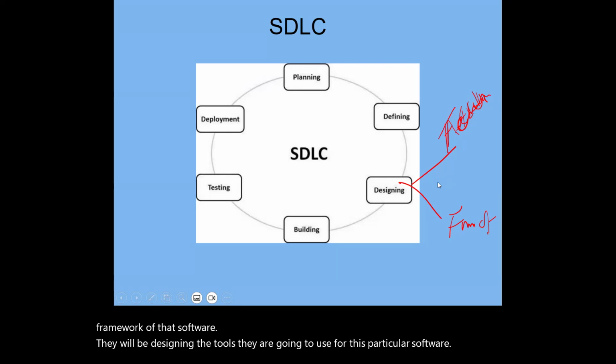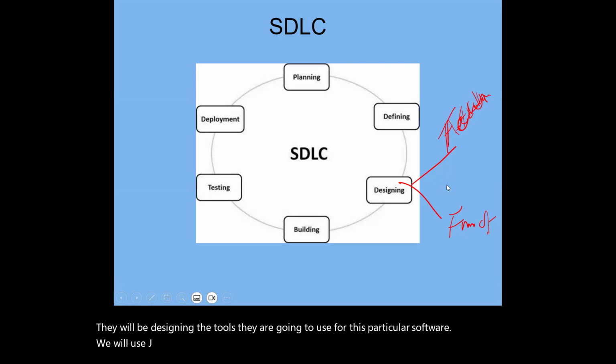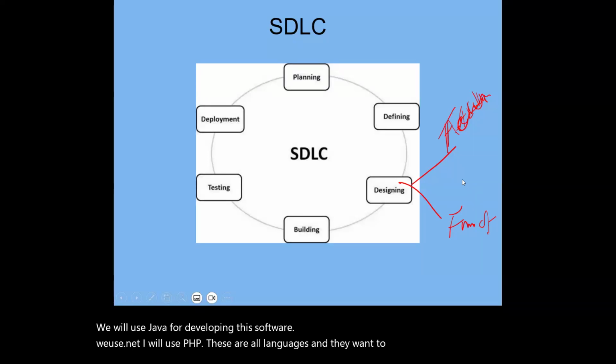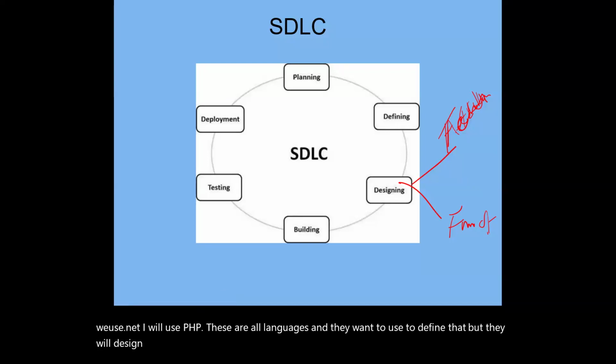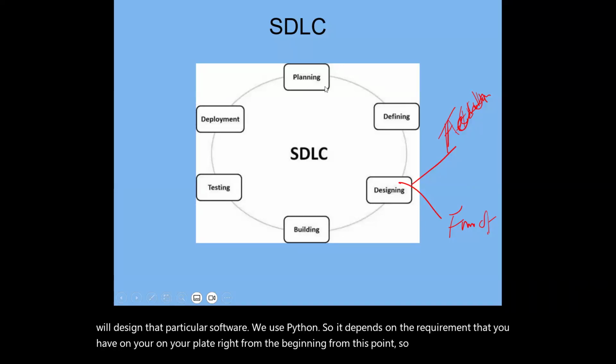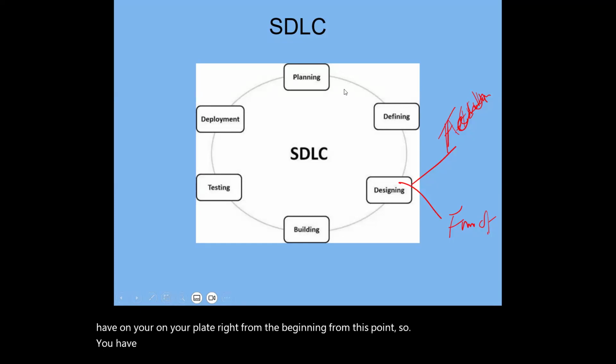We will use Java for developing this software. I will use .NET, I will use PHP. These are all languages they want to use to design that particular software. I will use Python. So it depends on the requirement that you have on your plate right from the beginning. From this point, we are going to decide what will be the technical design for your software.